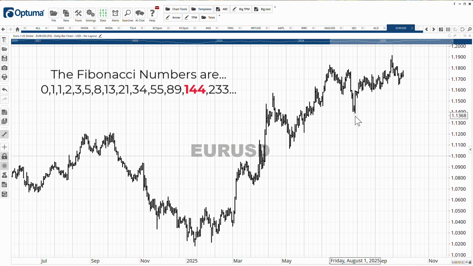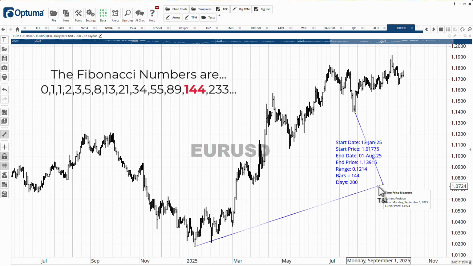So what was it about this point that created a reversal? After everything that we've just spoken about, all we need to do is to use a time price measure tool in Optima. We'll take a time factor from that low of January 13, 2025, and we will bring our time factor up to that low. And what you can see is that from low to low is exactly 144 days.